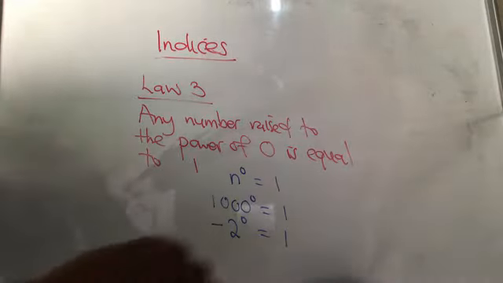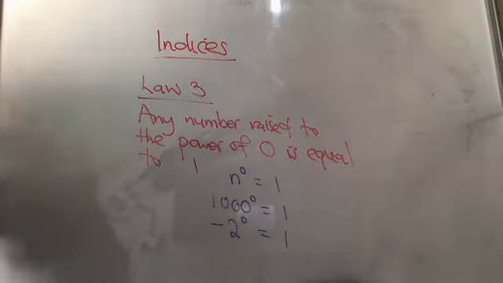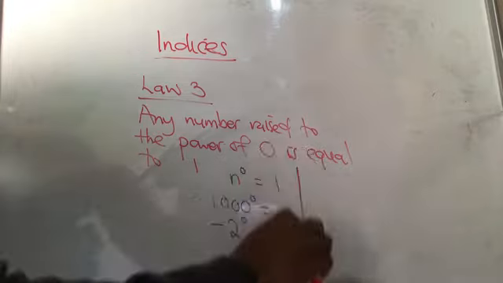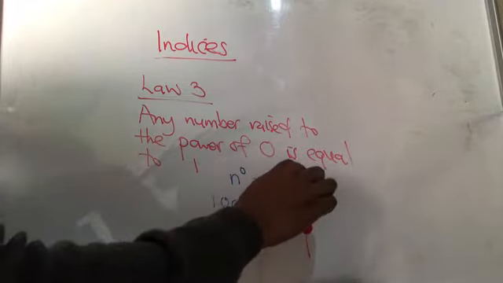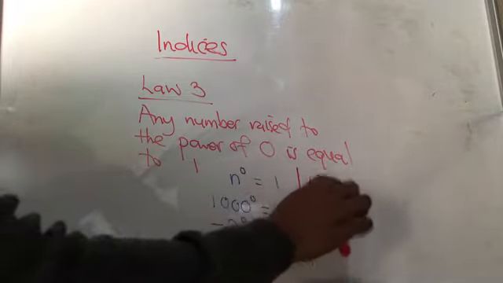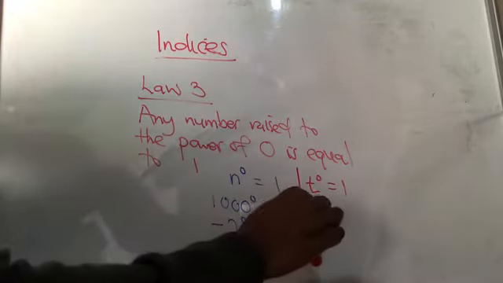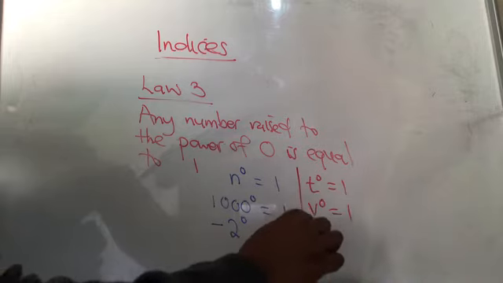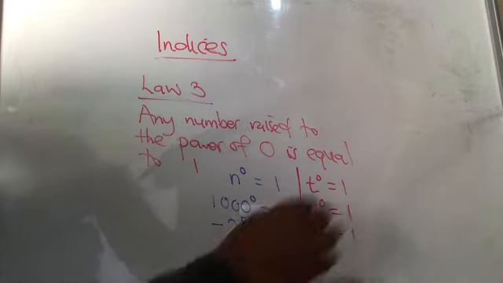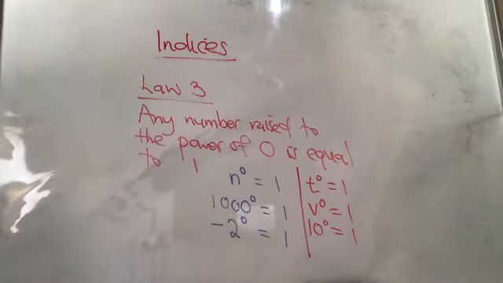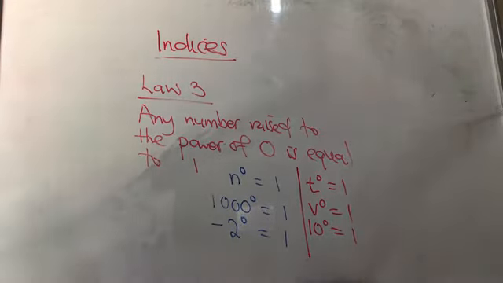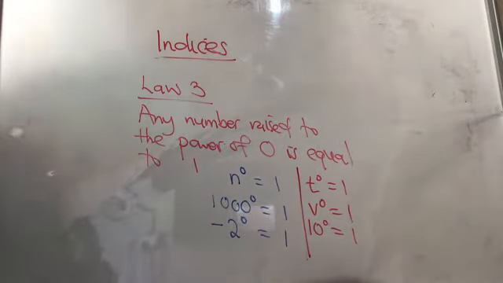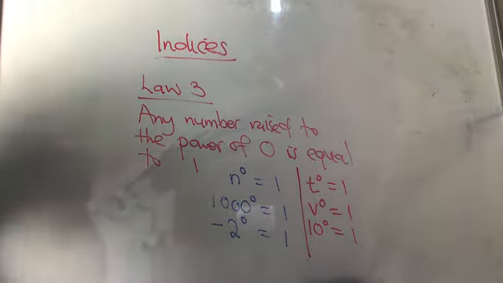Right. But what I want you to understand is that whatever number you might think of, just know that when it's raised to the power of 0, it is equal to 1. What about t to the power of 0? It's equal to 1. What about v to the power of 0? It's all equal to 1. What about 10 raised to the power of 0? 10 raised to the power of 0 is also equal to 1. So whatever number you might think of, just raise it to the power of 0, the result is equal to 1.